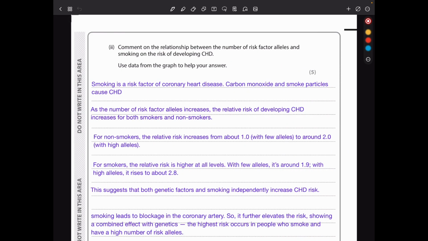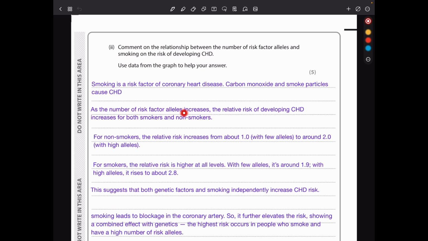Then they say comment on the relationship between the number of risk factor alleles and smoking on the risk of developing CHD. They say use data from the graph to help you answer. You need to know that chemicals from the smoke can irritate the blood vessels, causing the blockages that could result from that, and also carbon monoxide and the other particles are connected or have a risk component to CHD. So I say smoking is a risk factor of coronary heart disease. Carbon monoxide and smoke particles cause CHD.